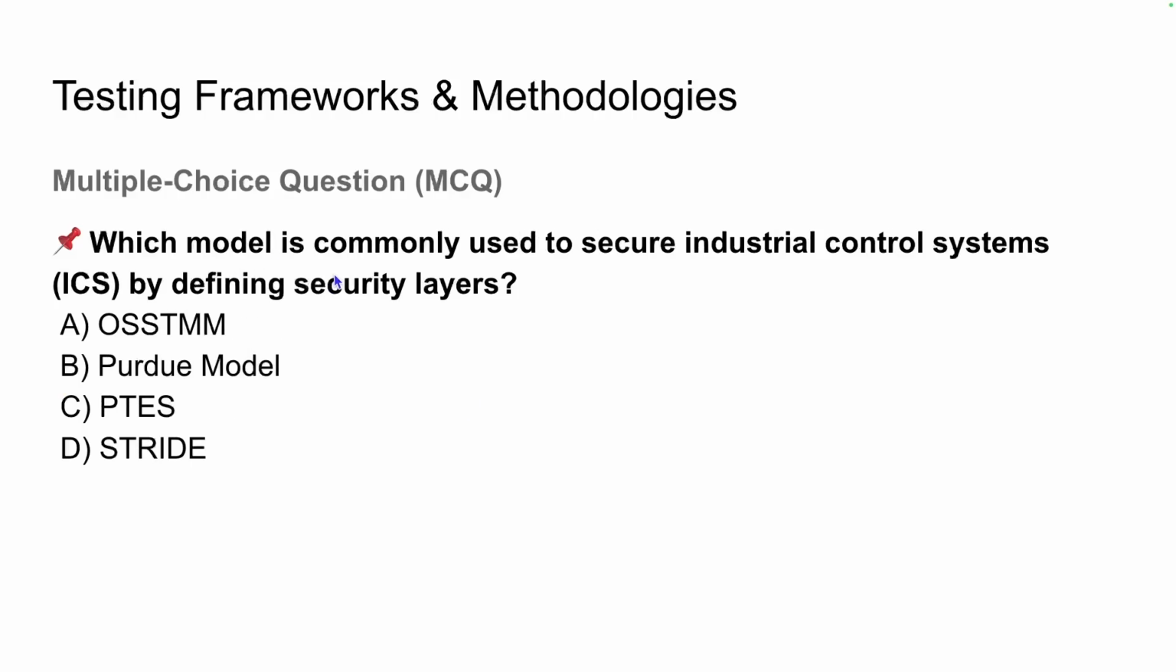Very good. Which model is commonly used to secure industrial control systems, ICS, by defining security layers? So this one, I just know that Purdue is the one that's connected to ICS. That was like a visual connection that I made to it. Open source security, technically it does apply to everything, but there was nothing that outlined or that it said that it applies to industrial control systems. They said physical systems, humans, things like that, but there was nothing that had to do with the industrial control systems. And STRIDE is actually a threat modeling framework. So if we're talking about specifically ICS, industrial control systems, we're talking about the Purdue model.